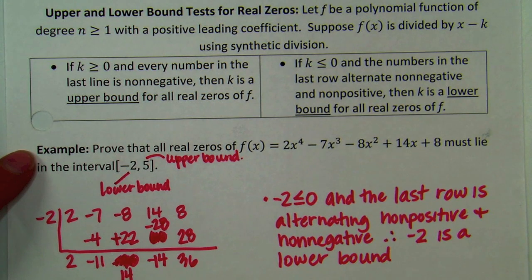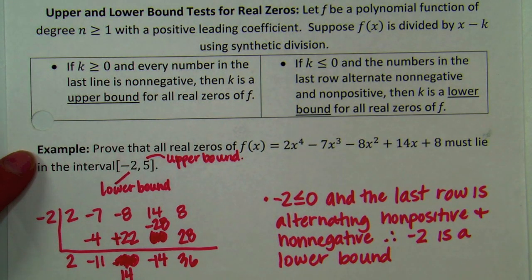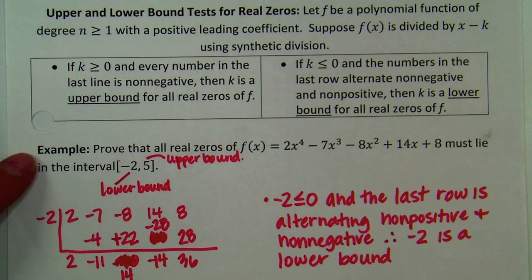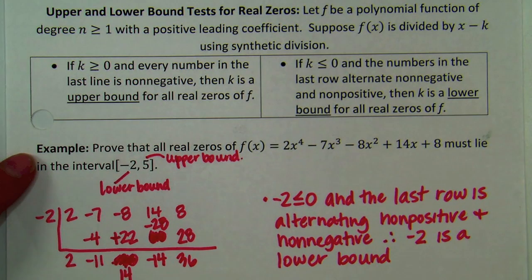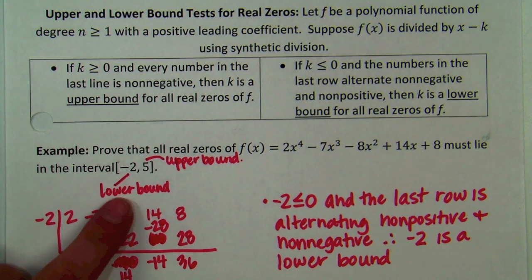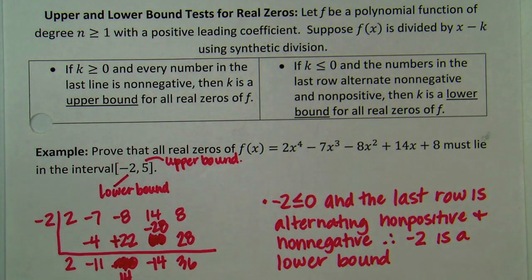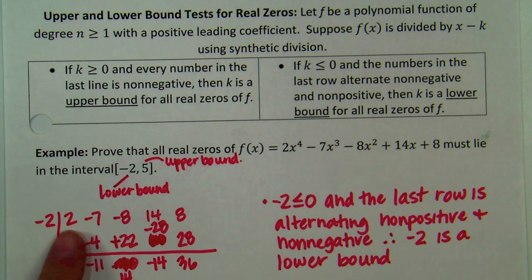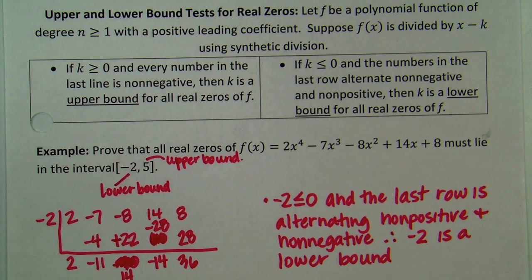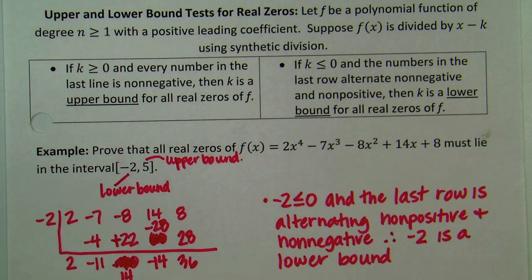To test for a lower bound, if the number is less than or equal to 0, and we do our synthetic division, that last row has to alternate non-negative and non-positive for it to be a lower bound. Okay, so let's look at this example. We want to prove all real zeros of f of x must lie on the interval -2 to 5. So -2 is going to be our lower bound, or we're going to test it to see if it's a lower bound, and we're going to test the 5 to see if it's an upper bound.